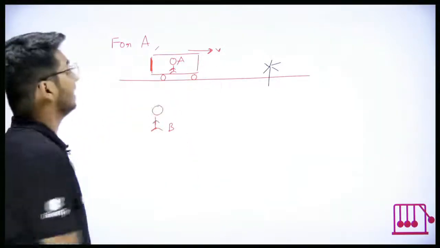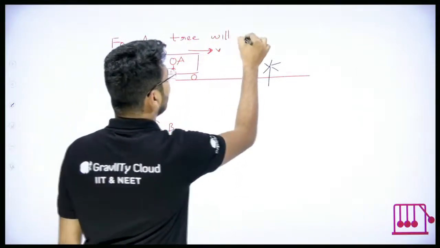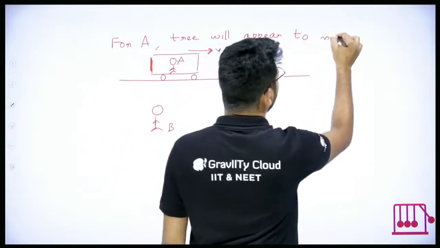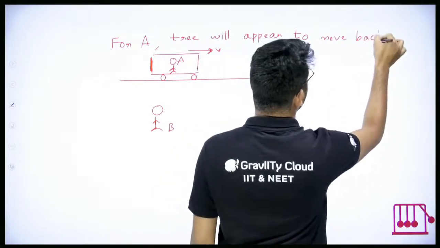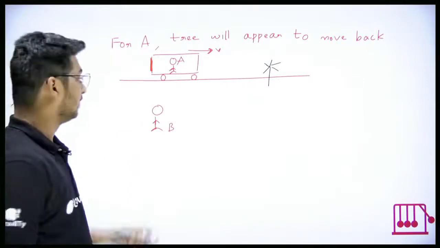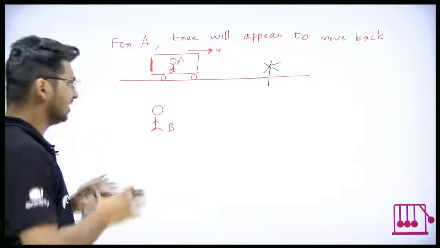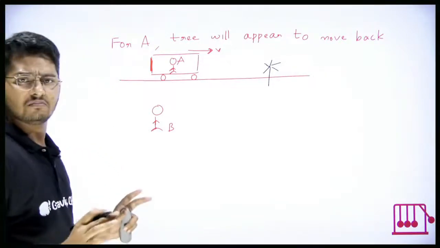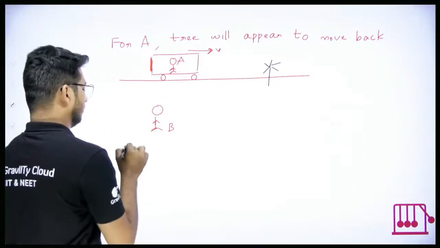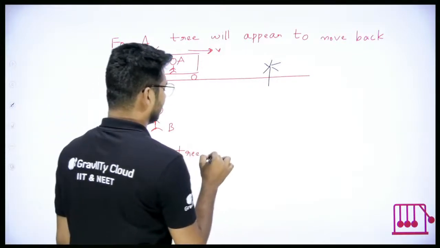So for the person A, the tree will appear to move back. Yes or no? But what about person B? Person B is just standing, just at rest. He or she is not doing anything. So for this person B, the tree is at rest.